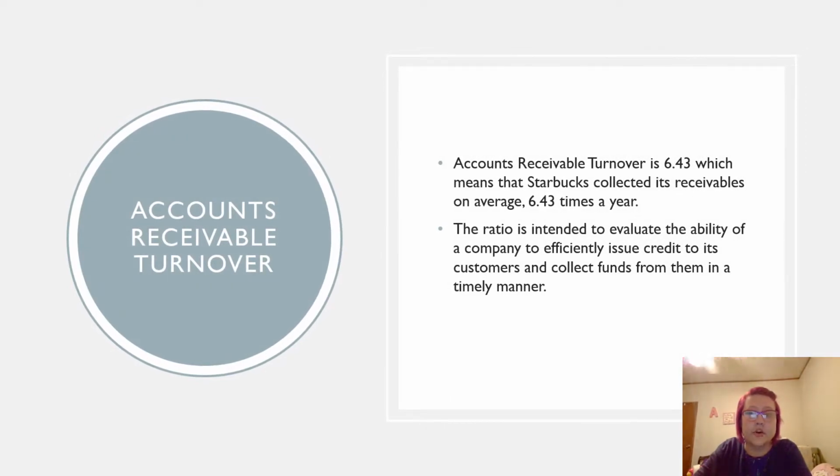Accounts receivable turnover. This ratio is intended to evaluate the ability of a company to efficiently issue credit to its customers and to collect funds from them in a timely manner. The accounts receivable turnover is 6.43, which means that Starbucks collected its receivables on average 6.43 times a year.